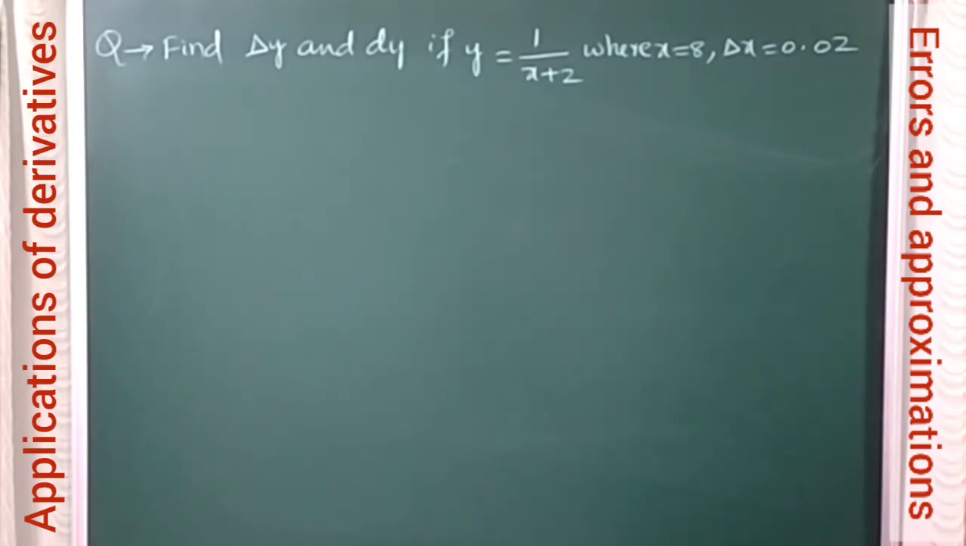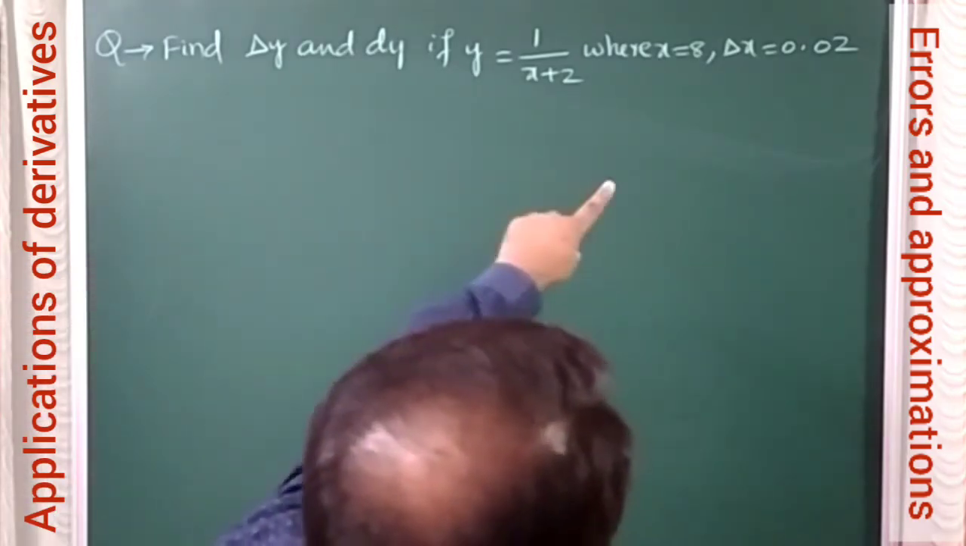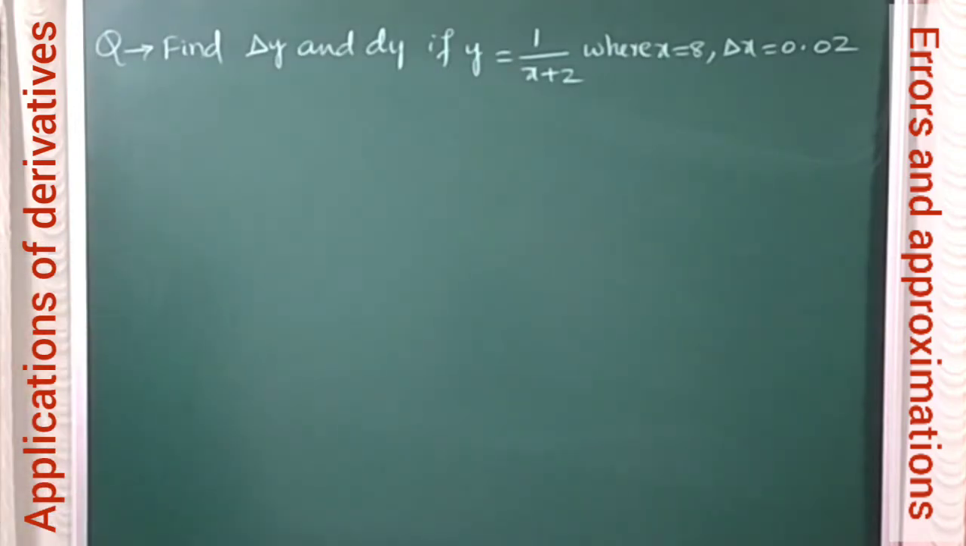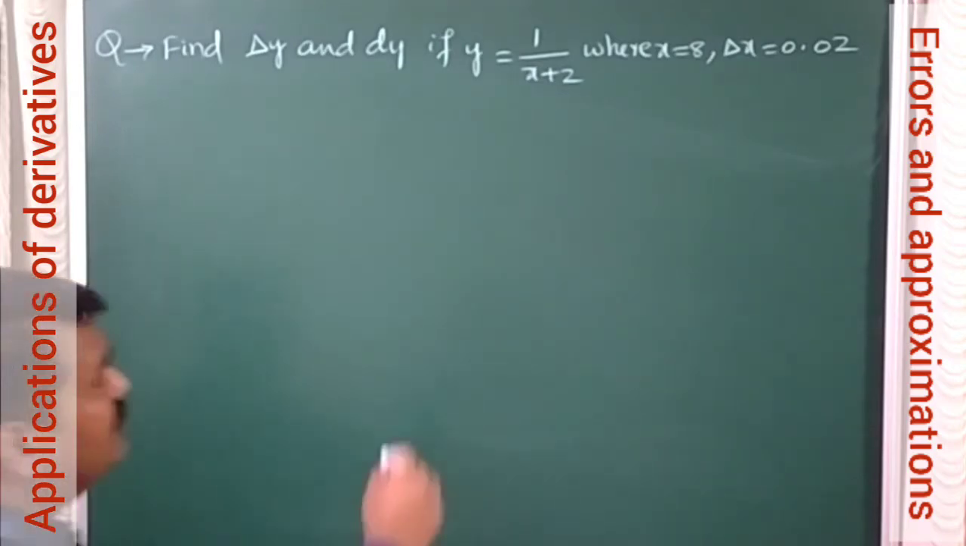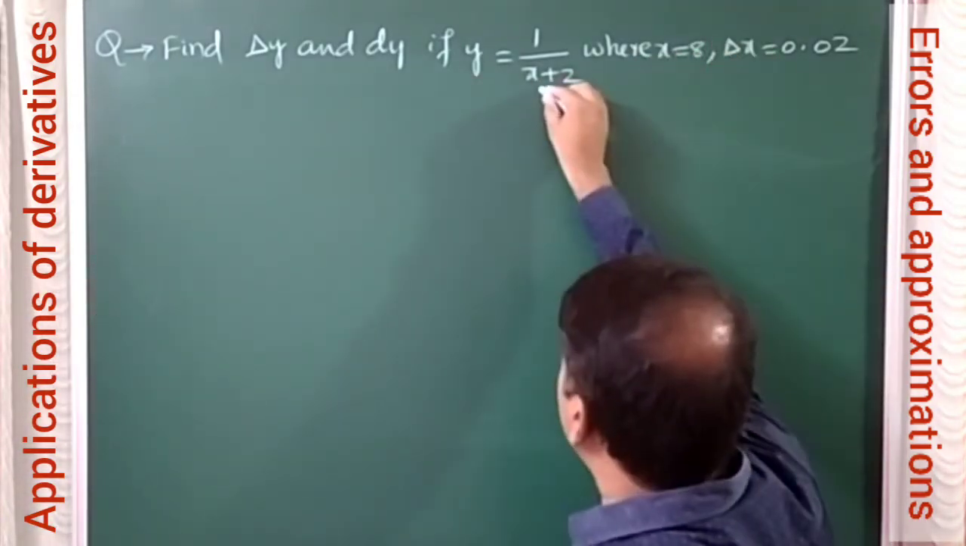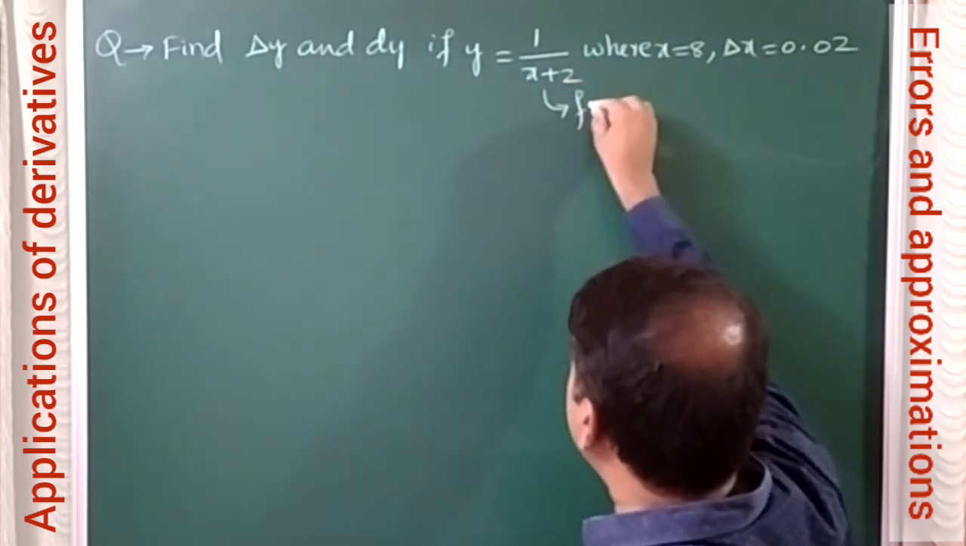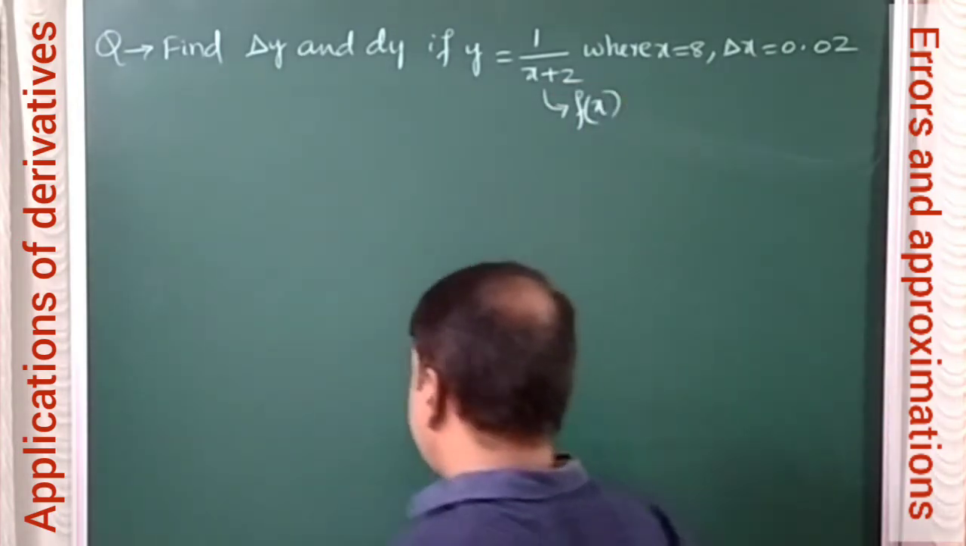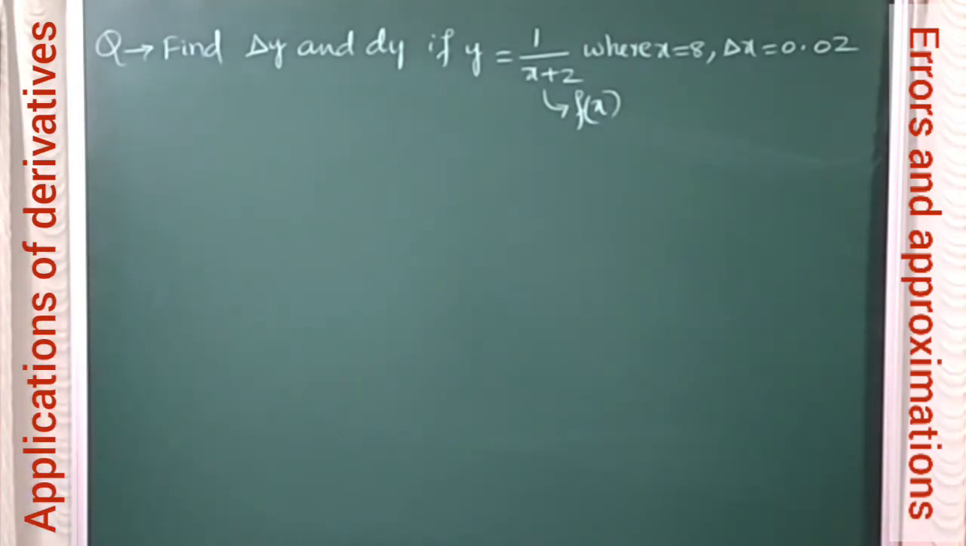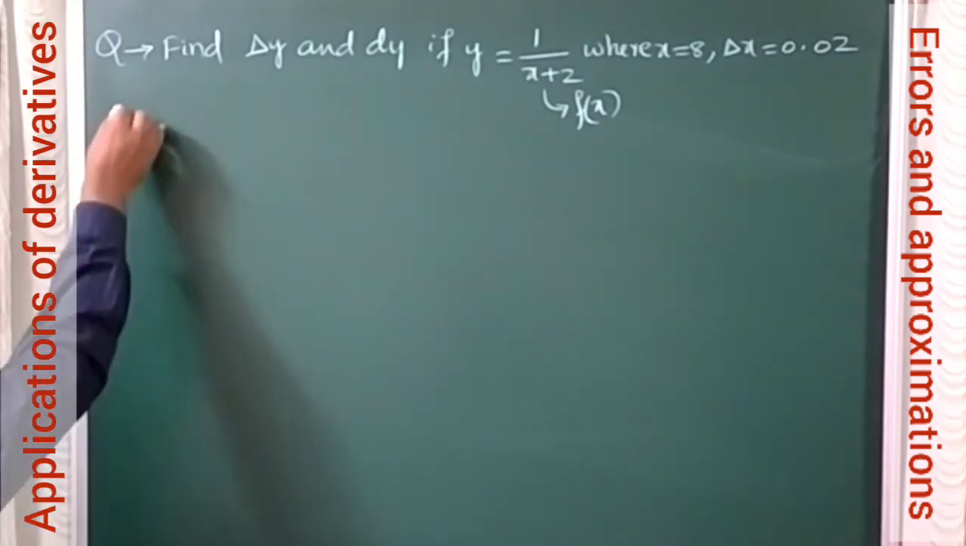So next question: find delta y and dy if y is given as 1 by (x plus 2), where x is equal to 8 and delta x is given as 0.02. Okay, so here y is equal to 1 by (x plus 2), which is referred to as f of x. So f of x is 1 by (x plus 2) because always y is equal to f of x. X is given as 8, delta x is given as 0.02. So first we will find delta y.